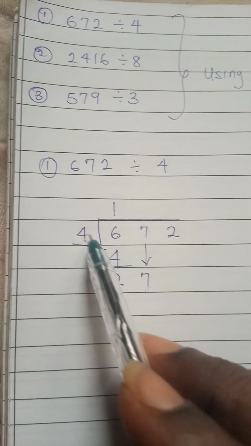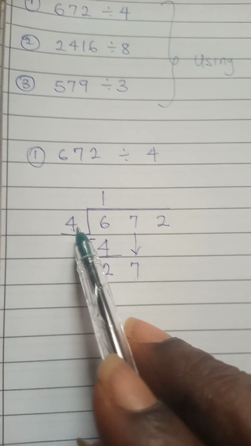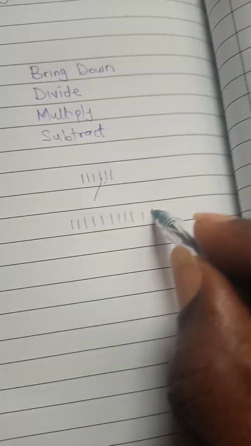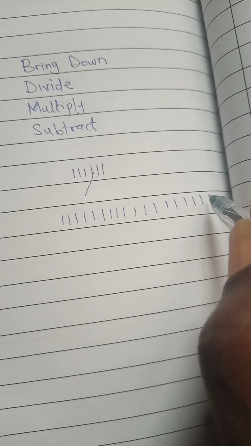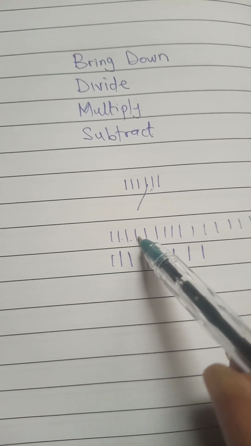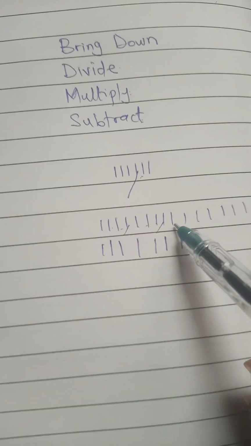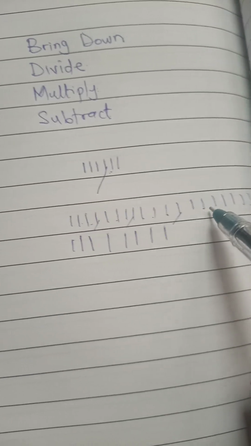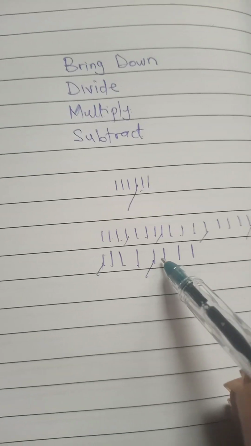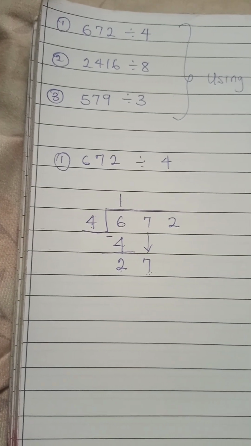Now, you count 27, you divide it by what? By 4. Look at me. 1, 2, 3, 4, 5, 6, 7, 8, 9, 10, 11, 12, 13, 14, 15, 16, 17, 18, 19, 20, 21, 22, 23, 24, 25, 26, 27. So I want to divide it by 4. 1, 2, 3, 4. 1, 2, 3, 4. Wow. So it cannot go anymore.